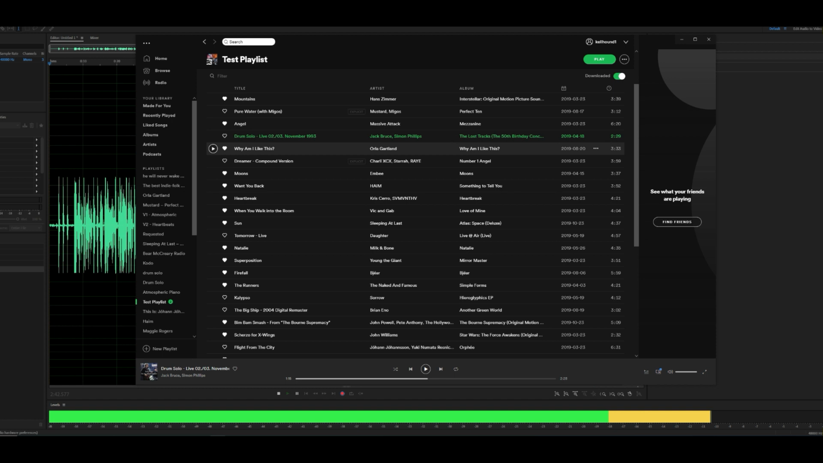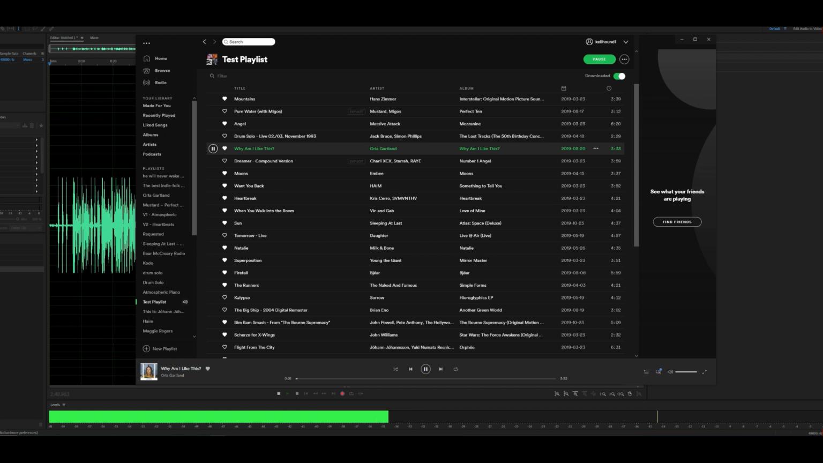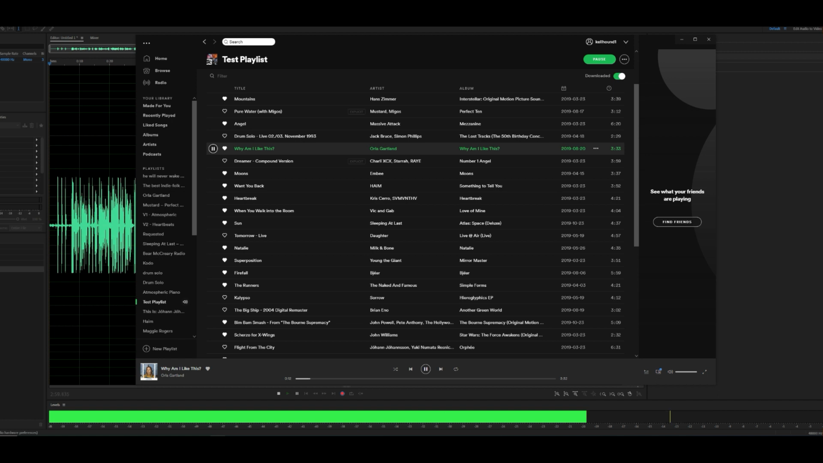Let's get started with Why Am I Like This, and I have the 1060 on my head. Here we go. Negative 25.5 is actually a pretty appropriate volume. Just loud enough for me to hear the song without it hiding my voice. So I can still hear myself speaking, but I can hear the song clearly. I'm going to increase the volume to negative 20.